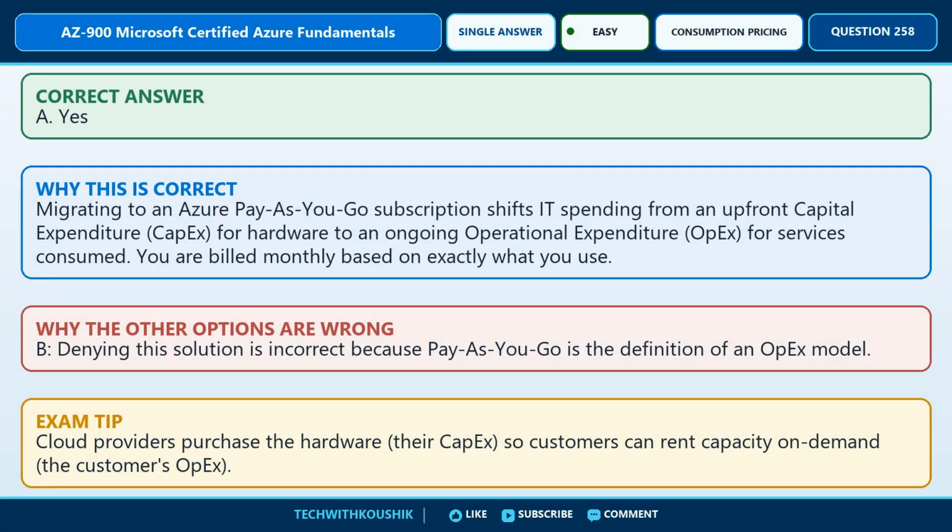The best choice is option A, yes. The main reason is migrating to an Azure pay-as-you-go subscription shifts IT spending from an upfront capital expenditure, CapEx, for hardware to an ongoing operational expenditure, OPEX, for services consumed. You are billed monthly based on exactly what you use. Let's quickly check the incorrect choices. B. Denying this solution is incorrect because pay-as-you-go is the definition of an OPEX model. A helpful shortcut is this. Cloud providers purchase the hardware, their CapEx, so customers can rent capacity on demand, the customer's OPEX.